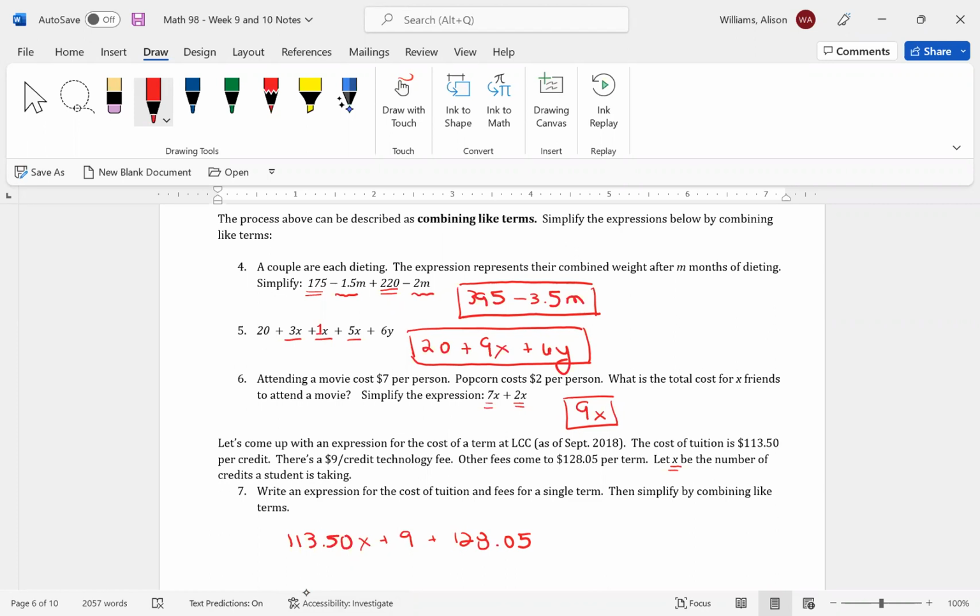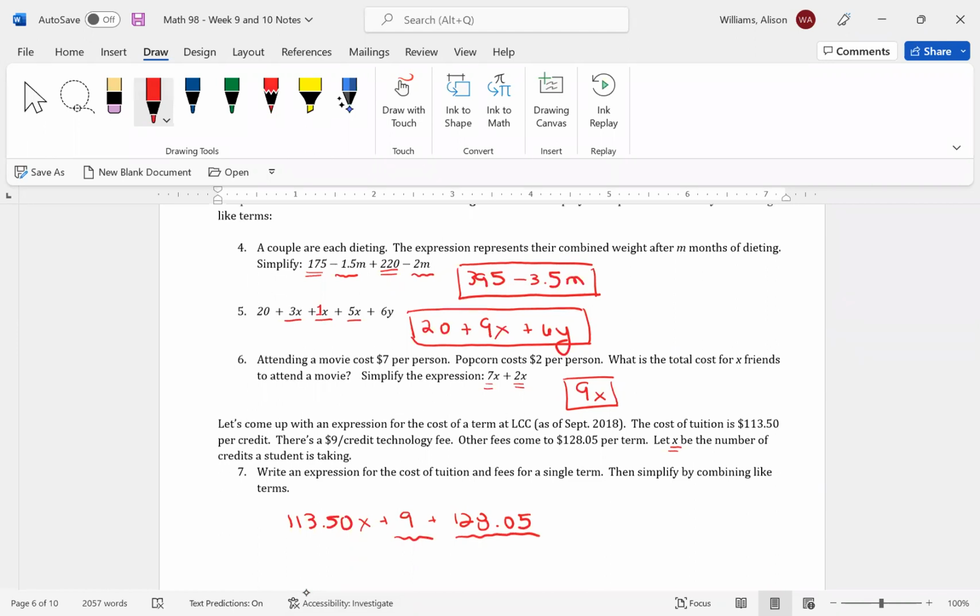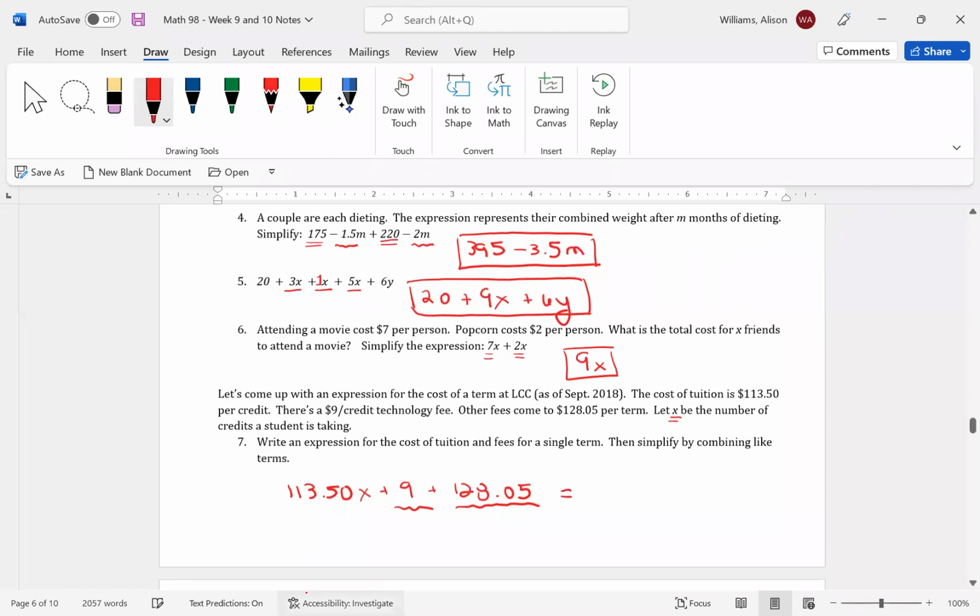In other words, we can combine the 9 and the 128.05 since they don't have variables. So that's going to give me 113.50x plus, so adding 9 is 137.05. So that's how much they'll spend for that single term.